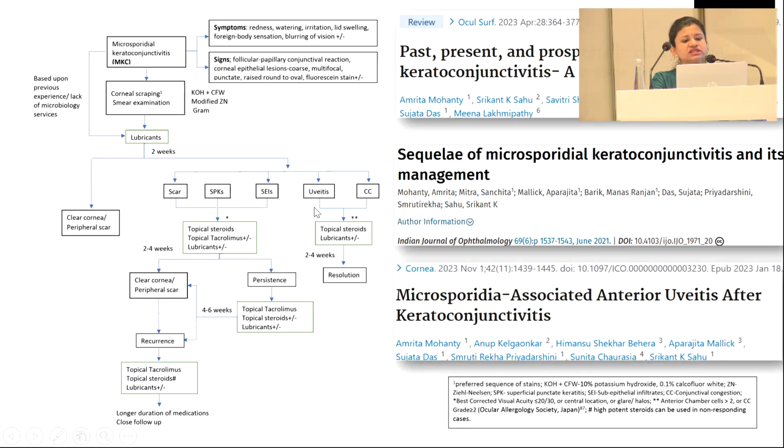And uveitis usually resolves on its own, but in some recalcitrant cases or when the AC cells are more than 1+, you can always give a trial of topical steroid, but after resolution of the active SPKs. Similarly, severe conjunctival congestion, chemosis or limbitis can also be treated with topical steroids.